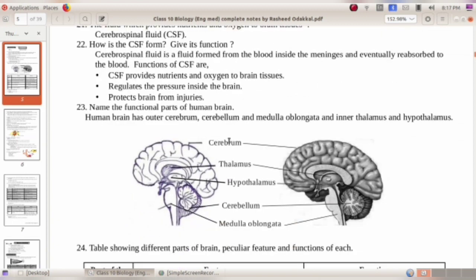The function of cerebrospinal fluid: it provides nutrients and oxygen to brain tissue. It regulates pressure inside the brain and it protects the brain from injuries.